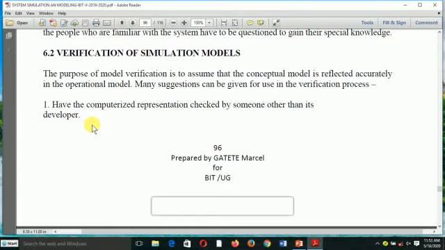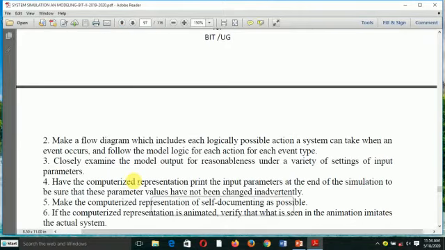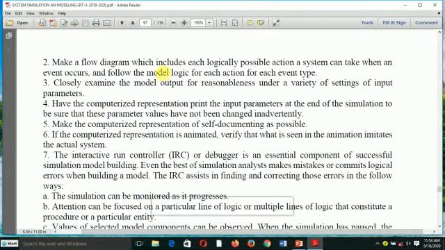But if you provide someone else, it means that it will be easy for him to detect some mistakes. You can also make a flow diagram which includes each logic of the possible action the system can take when an event occurs, and flow the model logic for each action for each event type.